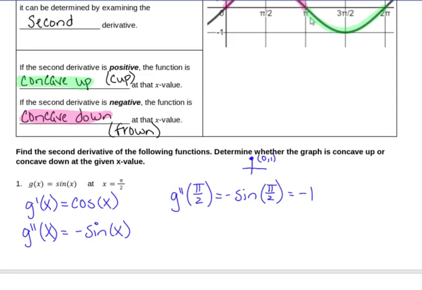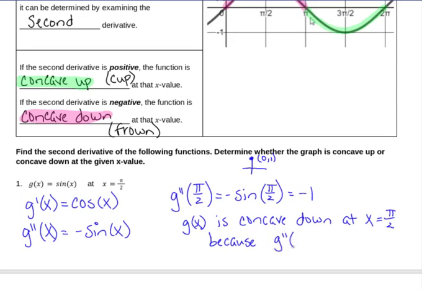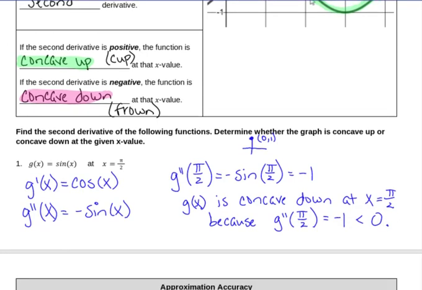Well, what that means then is g of x is concave down at x equals pi over 2, because, and we do have to justify things here, because g double prime of pi over 2 equals -1, which is less than 0. If you want to just put g double prime is less than 0, that's totally fine. Since we know the value, it's probably a good idea to go ahead and put it also.